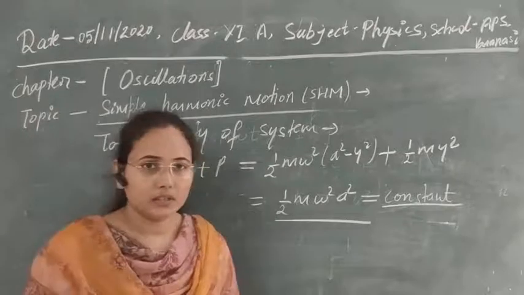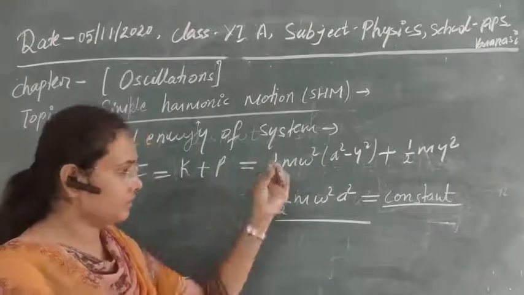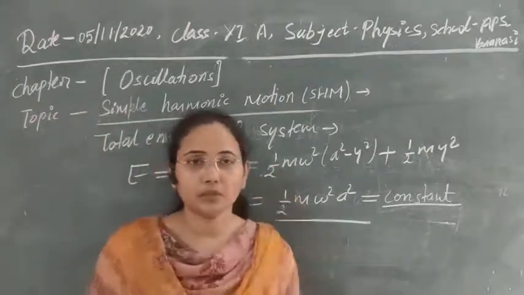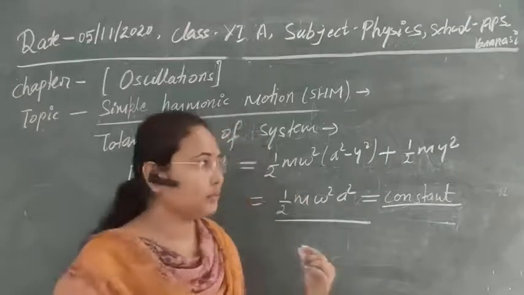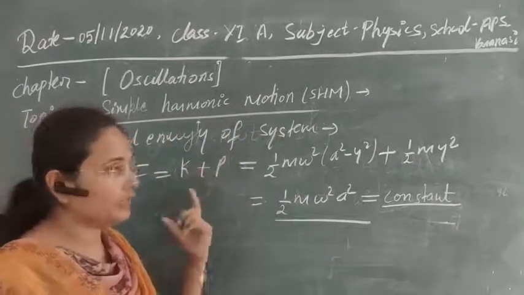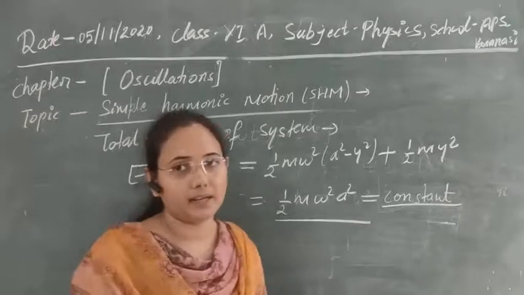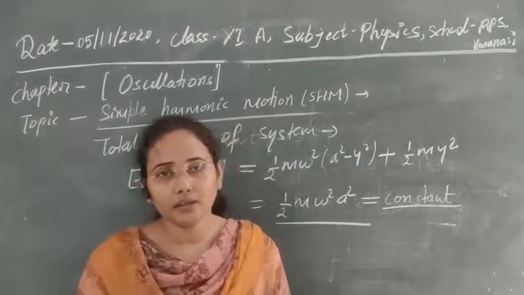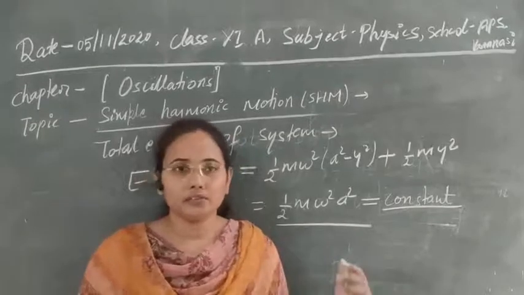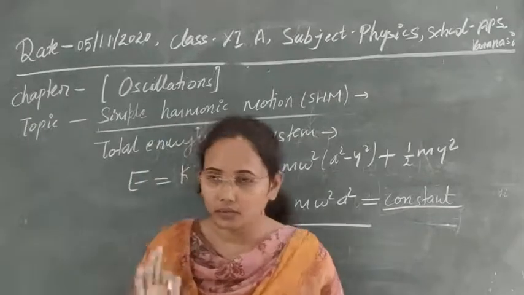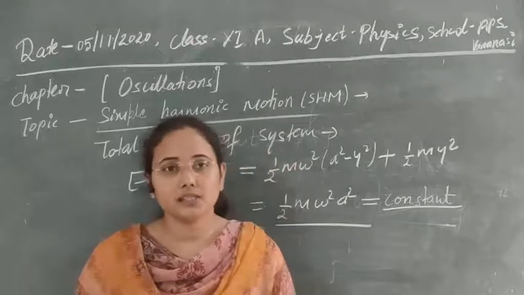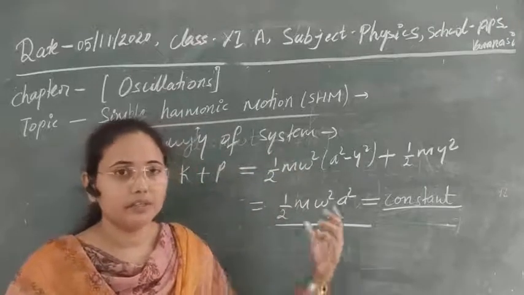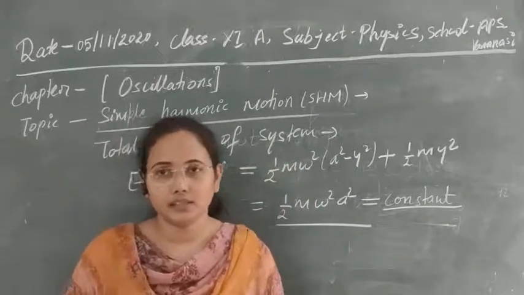So I think whatever I have explained today about simple harmonic motion is clear to you: how we can explain the total energy of the system, kinetic energy, potential energy, velocity, acceleration, time period, all the properties of the system. In the next class we will see some graphs between kinetic and potential energy and other things.